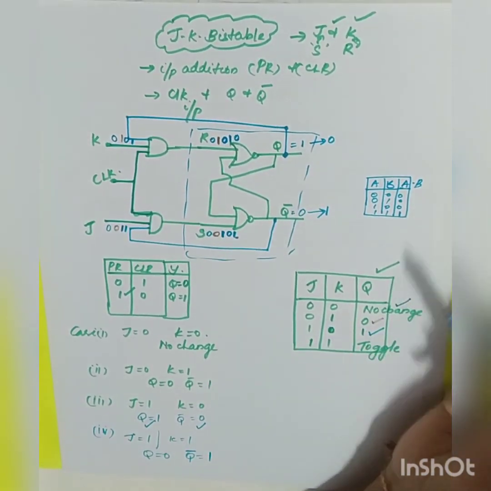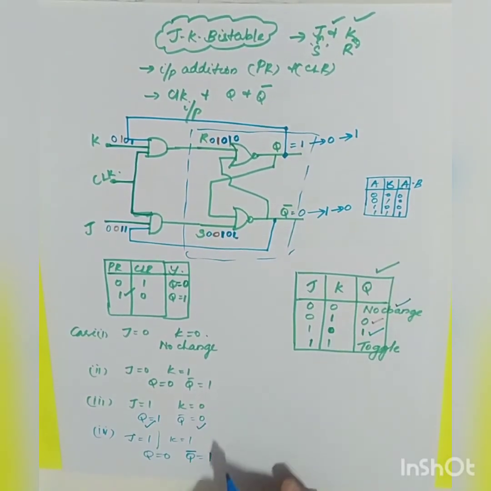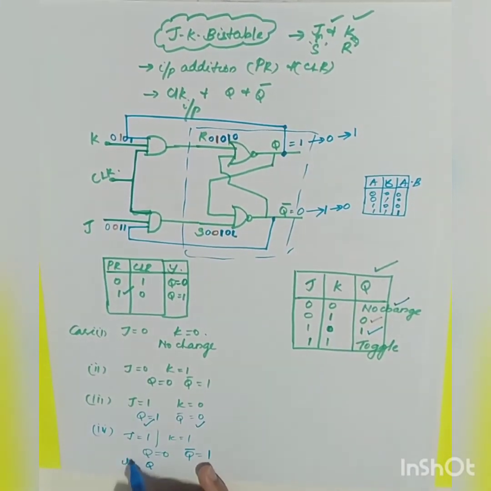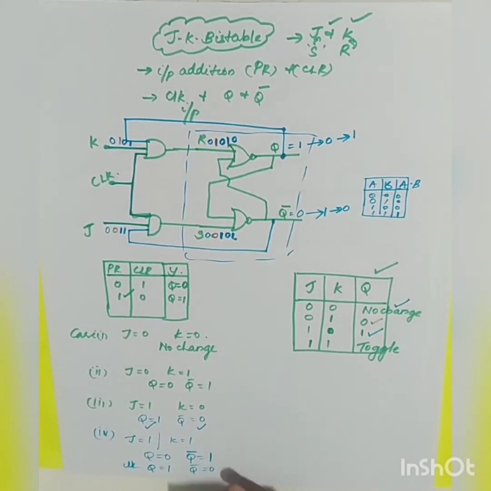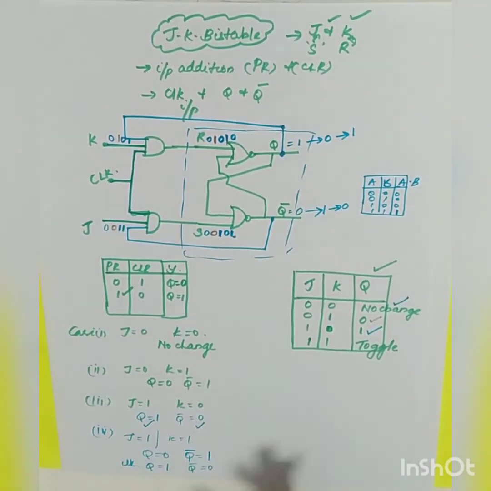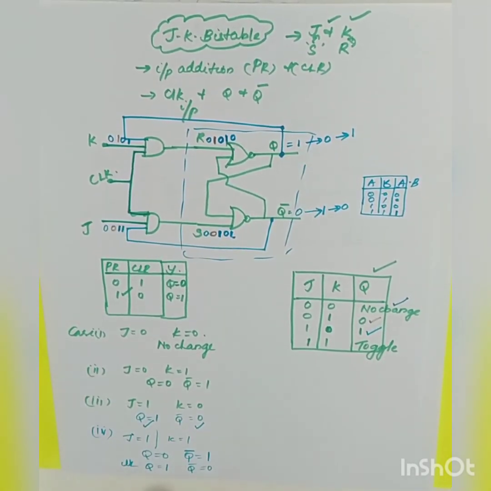Now Q will again change to 1 and q bar will change to 0. See here, for the next clock pulse, q has changed to 1, q bar has changed to 0. It means it is toggling. It keeps on toggling as the clock is applied from 0 to 1. So it is defined. The indeterminate state is eliminated.